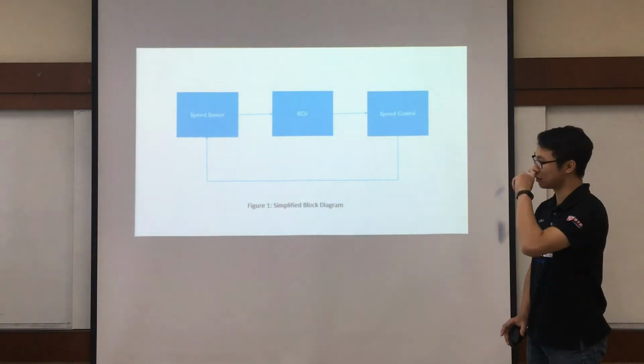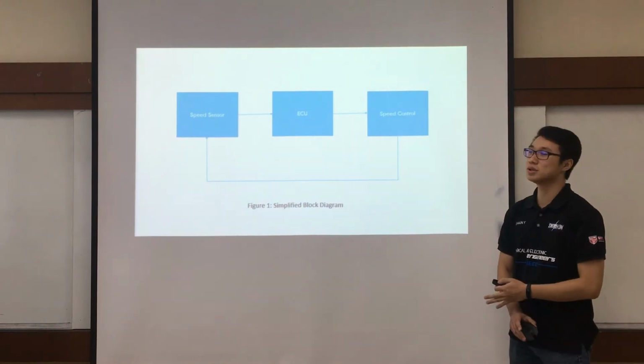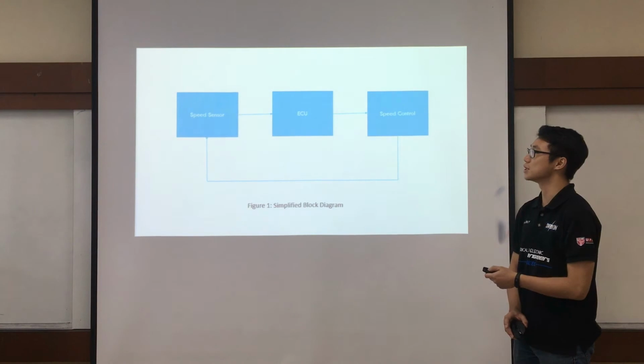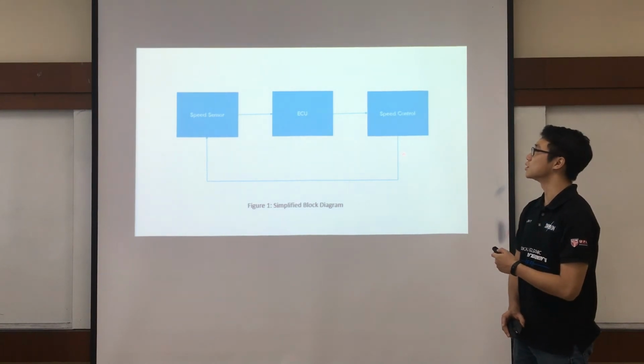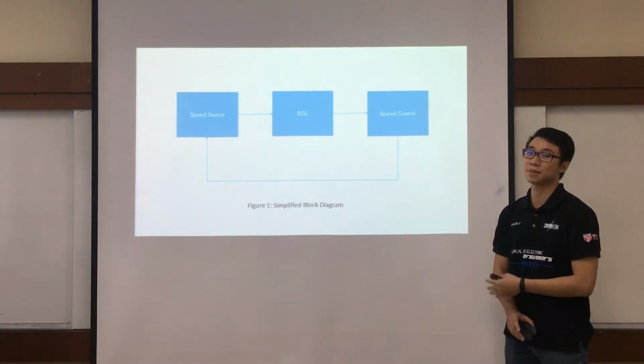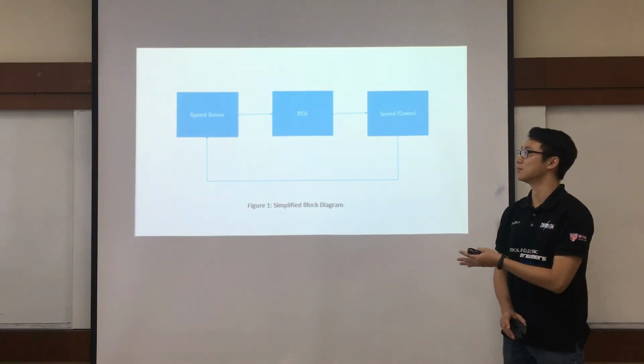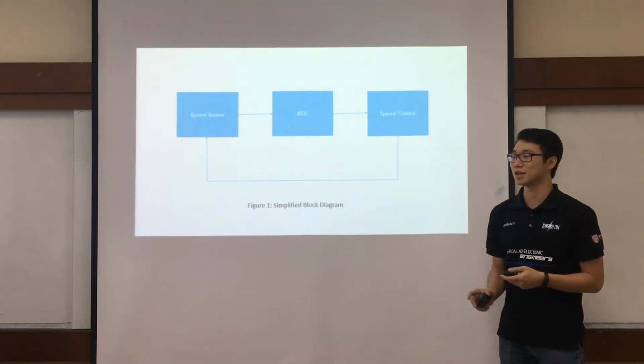If you see here from this block diagram, cruise control system contains three simple components, which is the speed sensor, the electrical control unit, and also the speed control. Later, these components will be discussed further by my friend Hidayah, who will talk about it more soon. Now I'll pass the time to Hidayah.